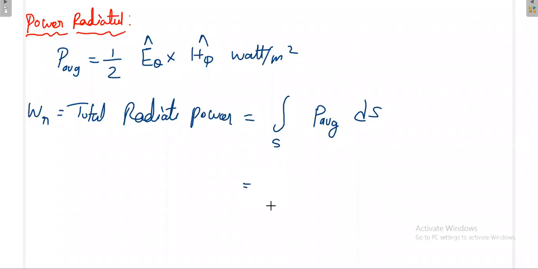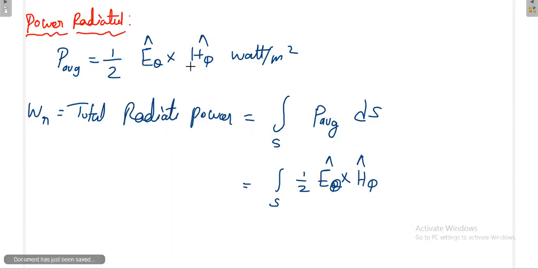Then you substitute. You know the value of P average: that is 1 by 2 E theta and H phi. You know what the E theta component and H phi component are. You would make a cross product, but no need, because one has only one component and the other has another component, so it is simply a product only. The direction I already know. So instead of a cross product you can simply multiply E theta and H phi.